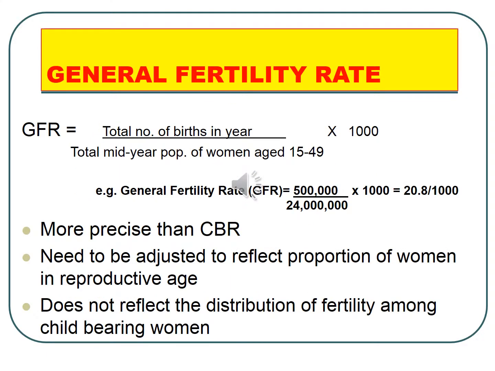General fertility rate. The formula is the total number of births in a given year divided by the total mid-year population of women aged 15 to 49 years old, multiplied by 1000. This is more precise than crude birth rate, but needs to be adjusted to reflect the proportion of women in the reproductive age group, to adjust for the distribution of fertility among childbearing women.